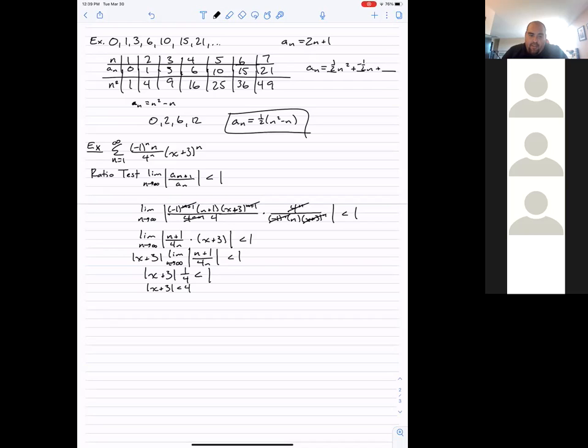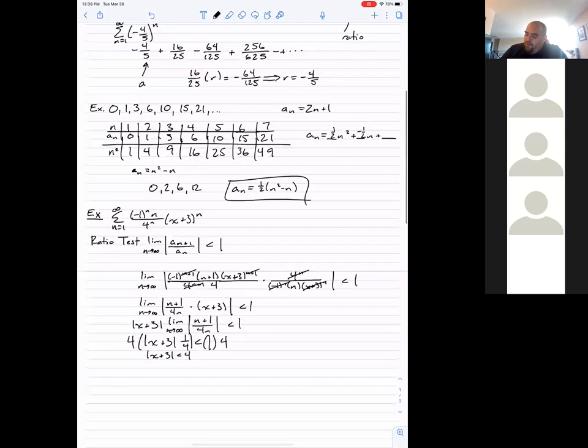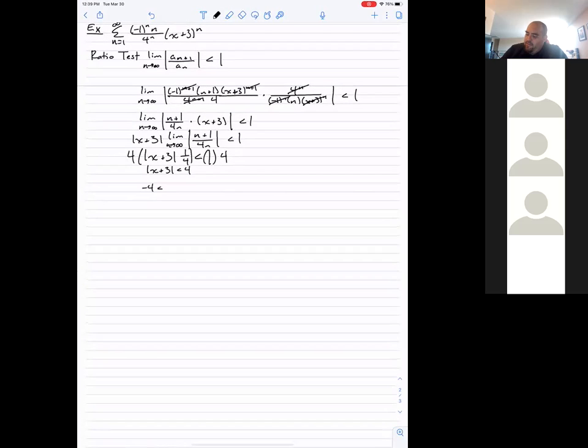I can do the absolute value of x plus 3 is less than 4, right? Oh, yeah. Basically just multiply both sides by 4. And then from here, yeah, you're totally right. Do -4 is less than x plus 3, which is less than 4. And then I should get -7 is less than x, which is less than 1.